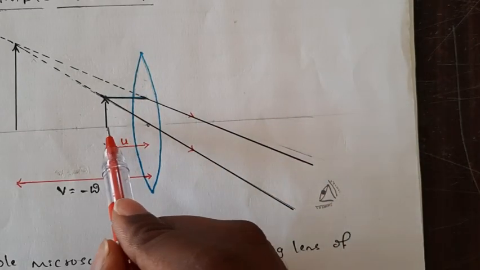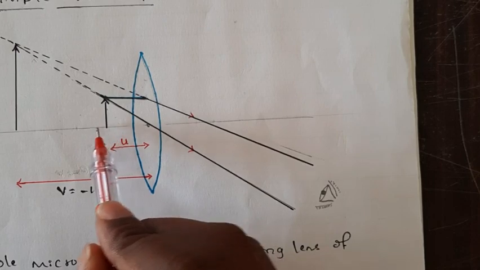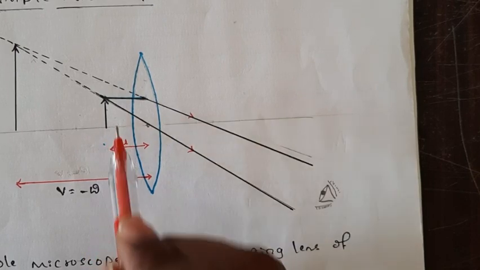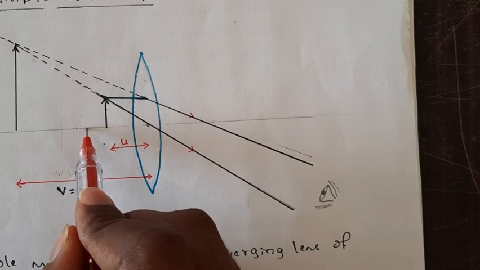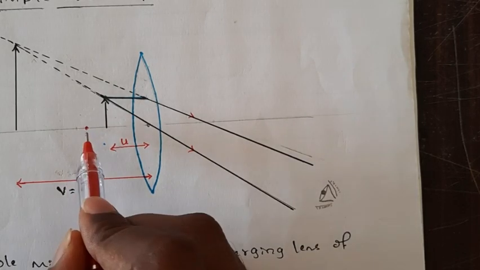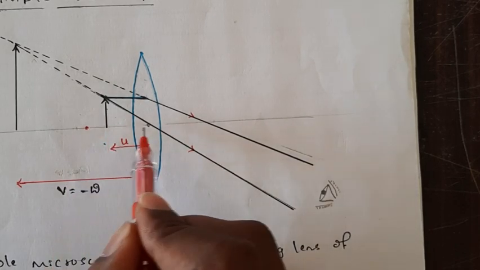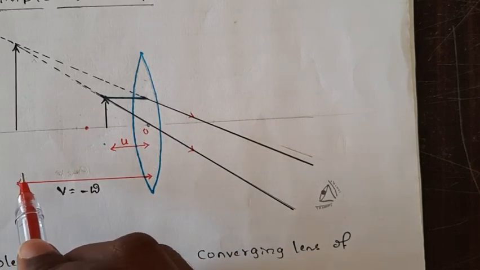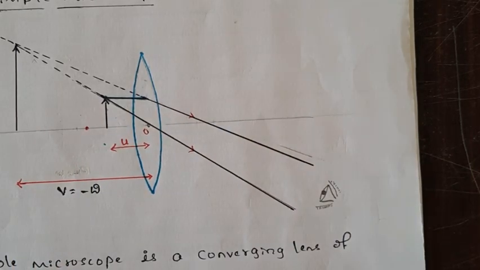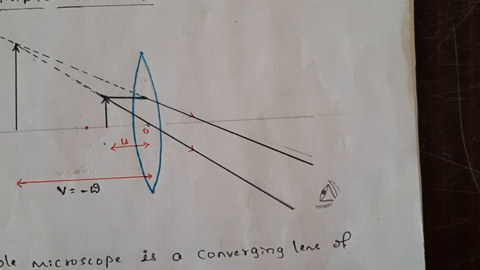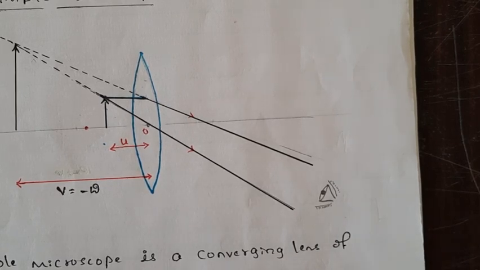So the object must be at a distance lesser than its focal length. For example, say this is the focal length of the lens. The object is in between F and O. Was the O optic center? Whenever the object is in between F and O, where may the image be? The image forms on the same side of the lens, and that will be an erect and magnified image.